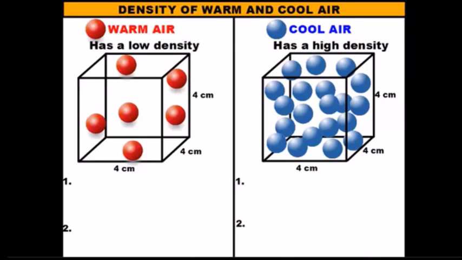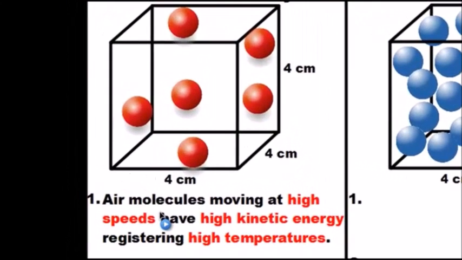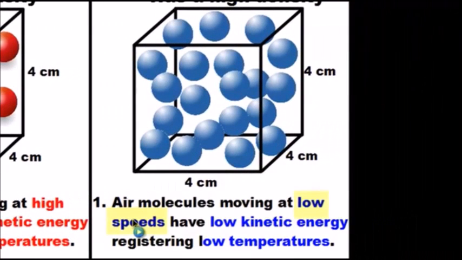So when we take the temperature of something, what we're actually doing is we're taking a reading on how fast the molecules are moving. So since warm air molecules are moving at high speeds, they're going to have high kinetic energy, which means they're fast. And as a result, they're going to register high temperatures. Whereas the cool air molecules are moving at much lower speeds, so they're not going to really have as much energy because they're not moving very much. And that low kinetic energy, or energy of motion, is going to register low temperatures on a thermometer.